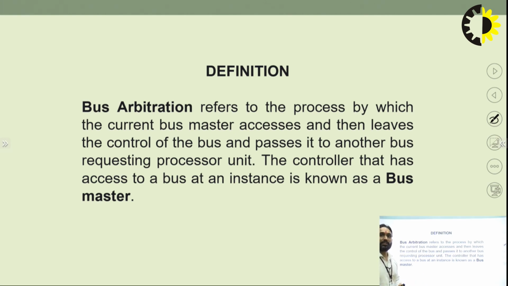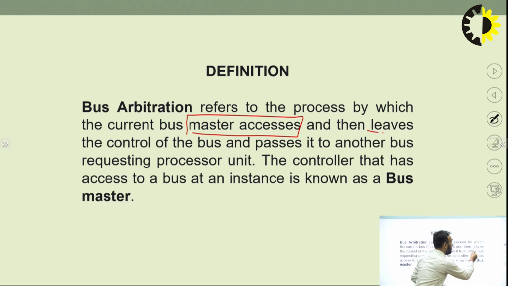Bus arbitration is generally a process, as we said earlier. In this, we will find out who will take the control of the bus, how it will be taken, and how it will be handed over to another device. In this, the master will have the right to access the bus. When the master hands over, or leaves, the control of the bus, how is the control taken by another component or another device?